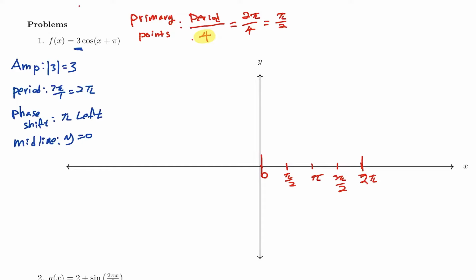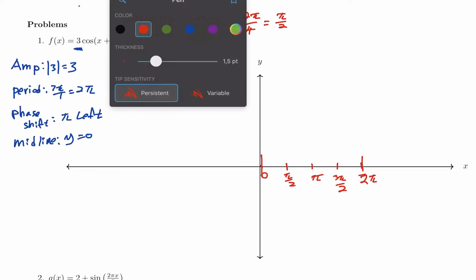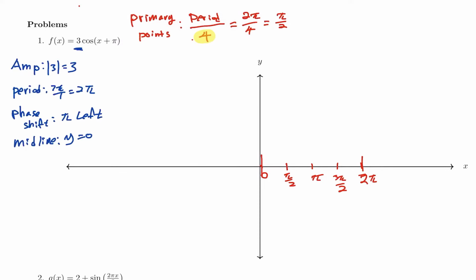The reason why I divide by 4 is so that we can have 4 different sections. And these 4 sections, in this case, represent 4 different quadrants of angle measure. But sometimes the period is not 2 pi. So we'll sketch this first, then we look at amplitude. Amplitude is 3. That means we go up all the way to 3 here and go down all the way to negative 3.